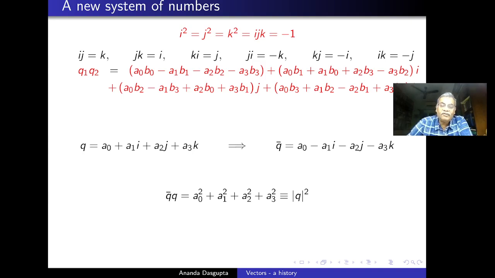So for any non-zero quaternion Q, if you just form Q bar and divide it by mod Q square, which is a non-zero real number, you have got its inverse. And that means you can divide by any non-zero quaternion. The field part checks out.